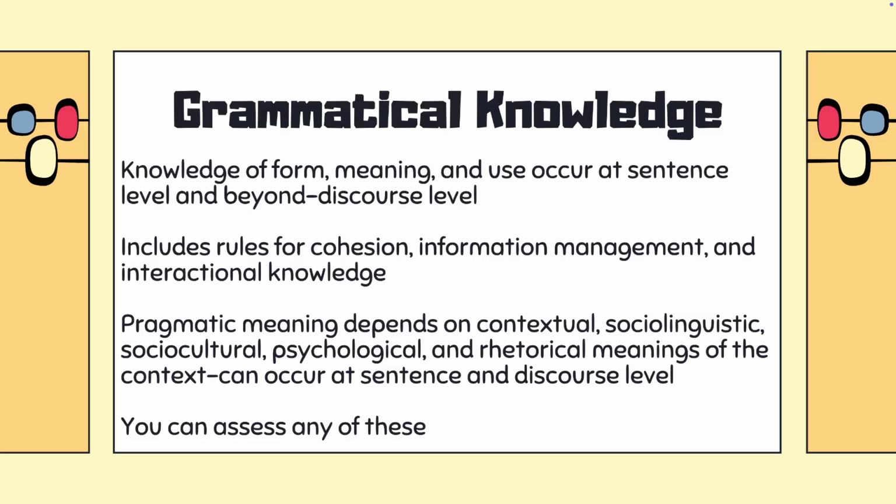All right, so moving on to a little bit more about grammatical knowledge. So knowledge of form, meaning, and use occur at the sentence level and beyond, also at the discourse level. This includes rules for cohesion, information management, and interactional knowledge. Pragmatic meaning depends on contextual, sociolinguistic, sociocultural, psychological, and rhetorical meanings of the context, and they can occur at sentence and discourse level. So it's not very simply defined. And you can assess any of these.